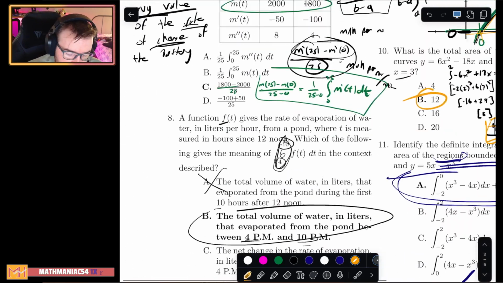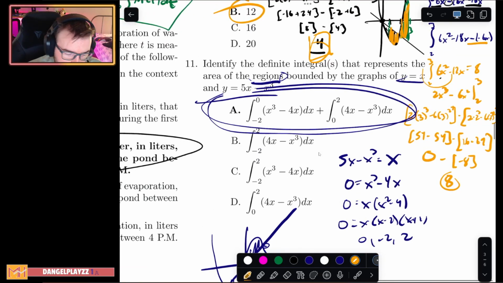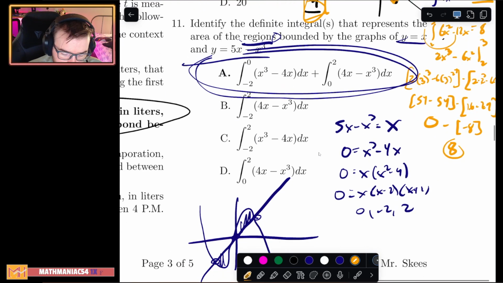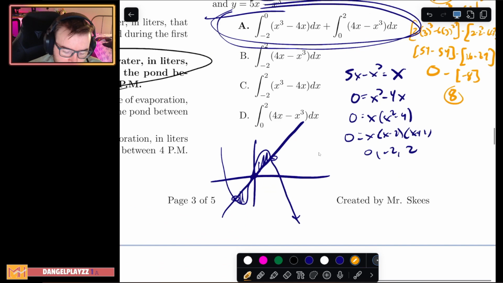All right, number 11. Yeah, I do think this one's harder, right? Like A, I bet some people are just like, A's just there to distract me, I'm not even going to entertain that as an option, I'm just going to look at the other ones. Right? It's two different regions.